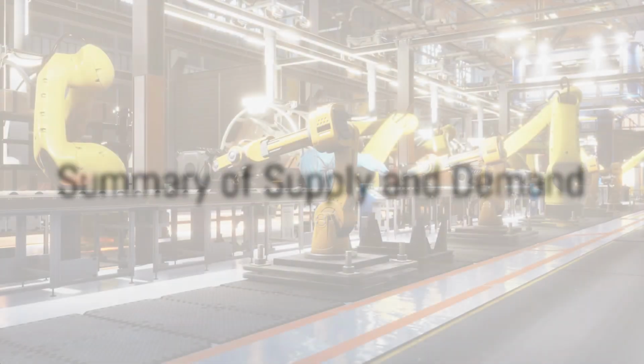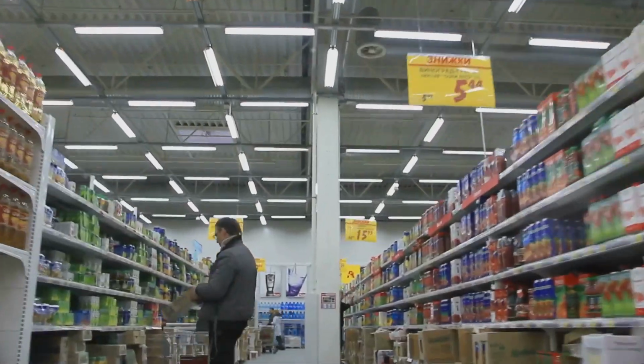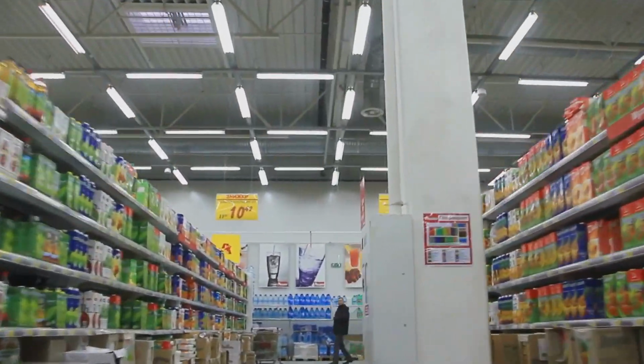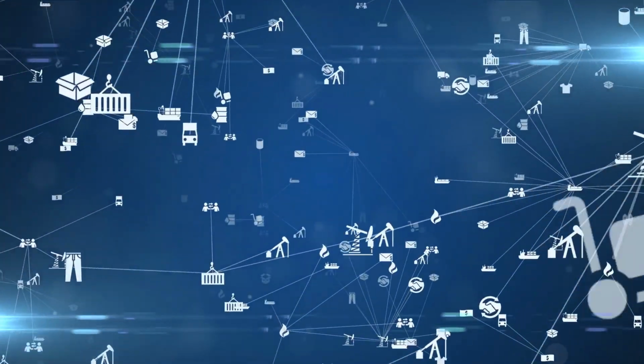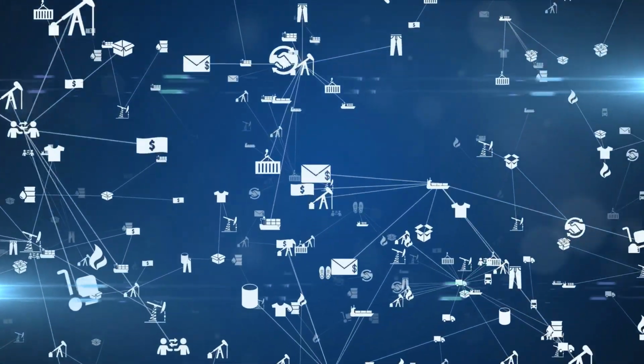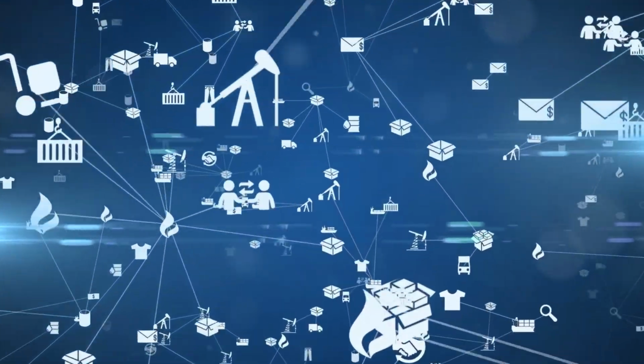So, to sum it up, supply is about what's available and can be influenced by production costs, technology, and competition. Demand is about what people want and can be shaped by income, tastes, and expectations. When supply and demand meet, they determine the price and quantity of goods and services in the market, creating a state of equilibrium. But remember, markets are dynamic and things can change.